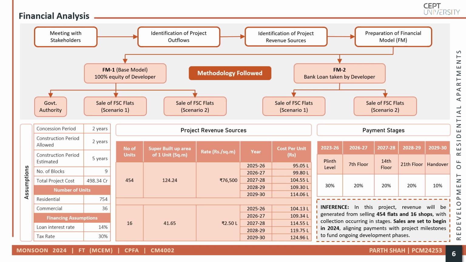For this project, a 5% annual increase in the sales price for both flats and shops was assumed. Revenue generation is based on the sale of 454 flats and 16 shops, with payments collected in stages aligned with the project's milestones.